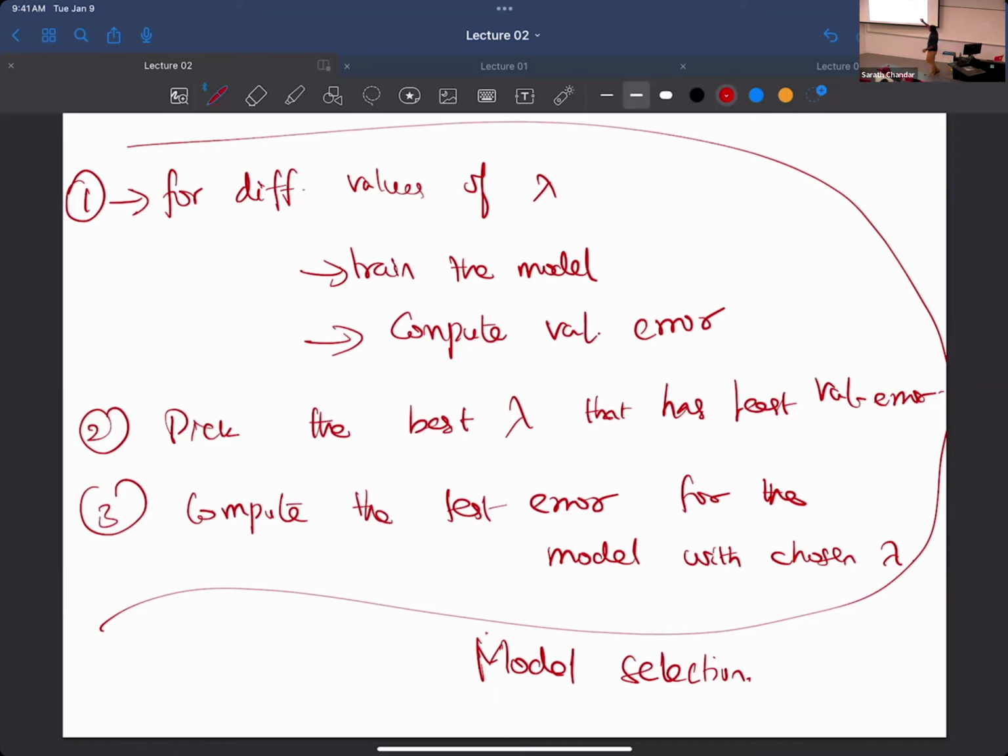No, it's not like that. In the first step, you're trying different values of lambda and you're computing both the train and validation error. So for training the model, you'll use the train set. To compute the validation error, you're using the validation set.